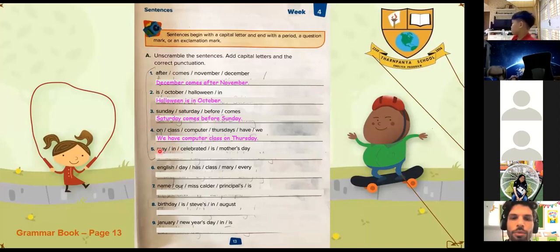So how do we write Mother's Day? What do we need to use at the beginning? Capital letter. All right, capital letter. And what about May? How do we write May? Capital letter. Okay, and what do we write at the end of the sentence? Full stop. Full stop, excellent. So let's write the sentence. Mother's Day is celebrated in May. And then we end the sentence with a full stop.